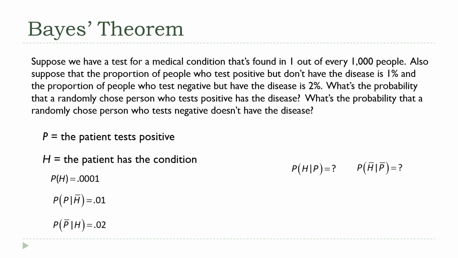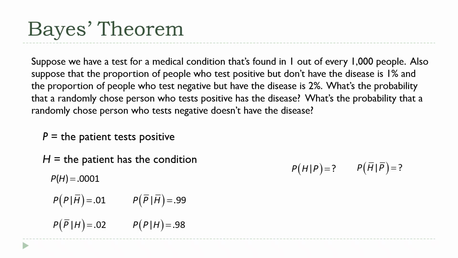Before we move on, I want to grab two more probabilities from the 0.01 and the 0.02. I want you to think about what the complement of P given H bar is. Well, that's going to be P bar given H bar. The complement rule says that's 1 minus 0.01, which is 0.99. Similarly, the complement of P bar given H is P given H, and again, the complement rule tells me that is 0.98.